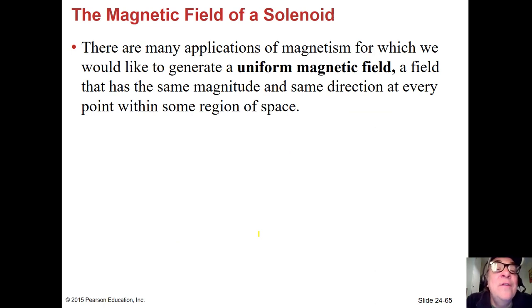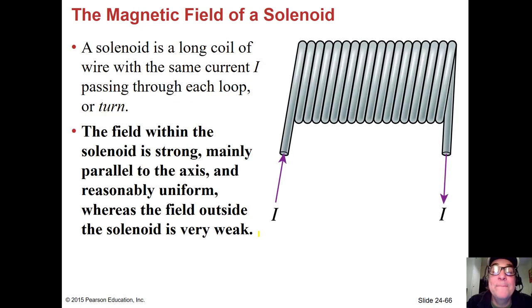Okay, there are many applications of magnetism for which we would like to generate a uniform magnetic field. Just like with electricity, we had a capacitor to generate a uniform electric field. When you do that, you get a nice constant force. A field that has the same magnitude and same direction is a uniform magnetic field. So not only does it have the same strength, it has the same direction. A solenoid is a device where we can get a nice uniform magnetic field right inside this coil here.